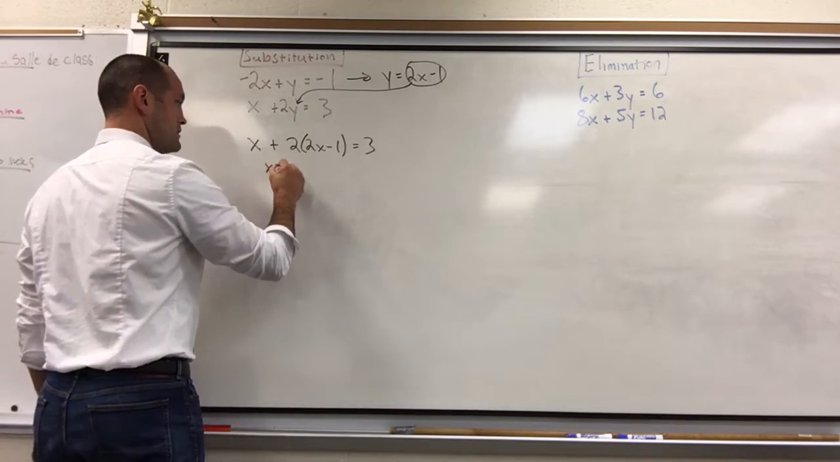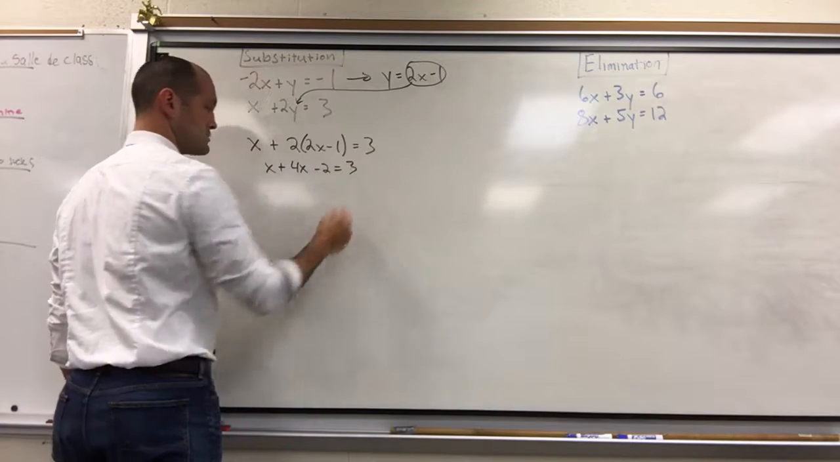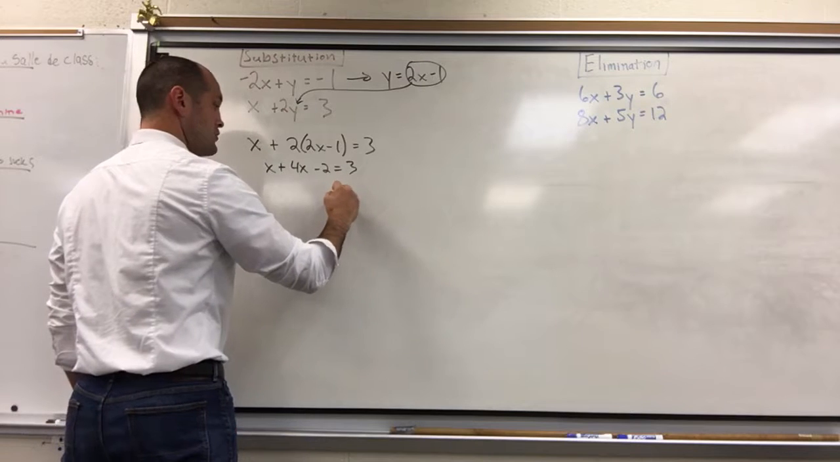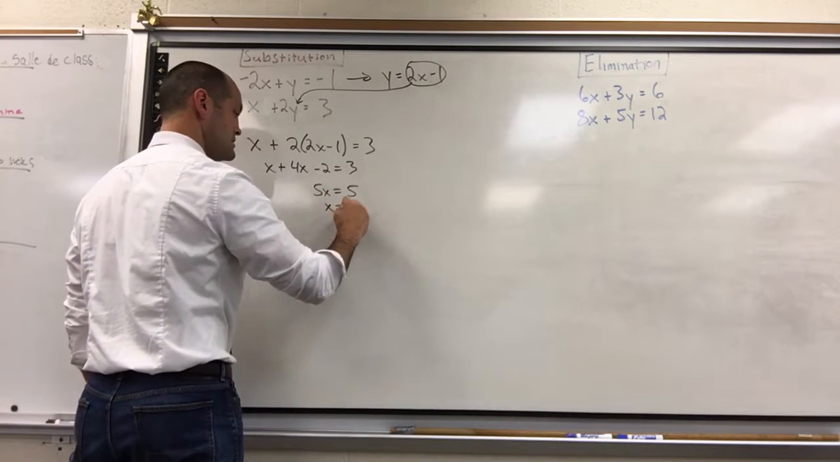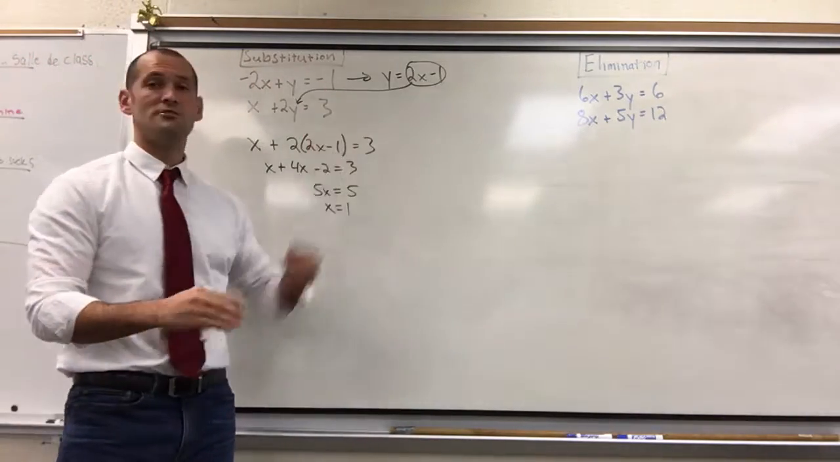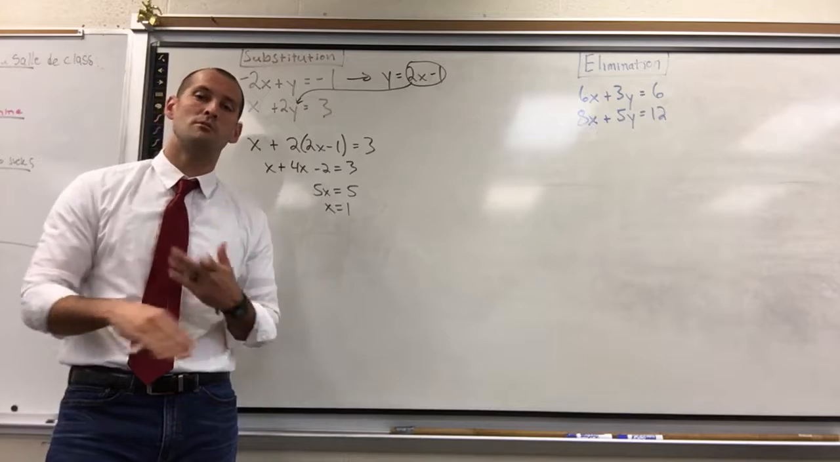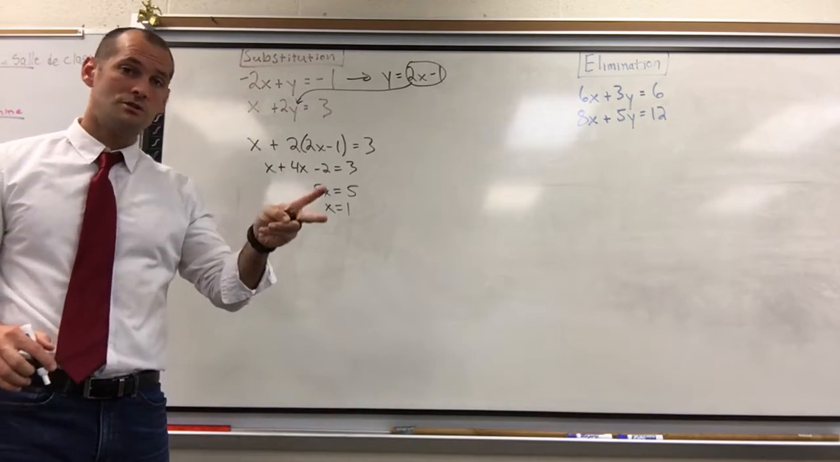We get x plus 4x minus 2 equals 3. I bring the negative 2 over, we get 5 and 5x. So x equals 1. Now be careful, you're not done though. We're trying to find out where these two functions would intersect. What is a coordinate point that they share?